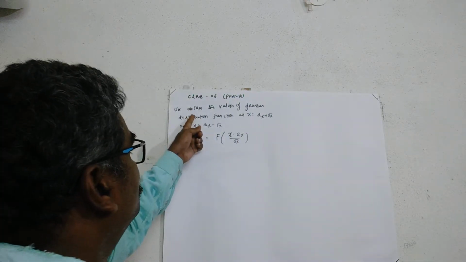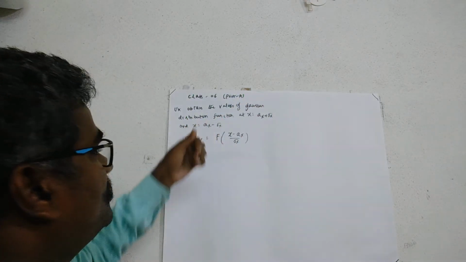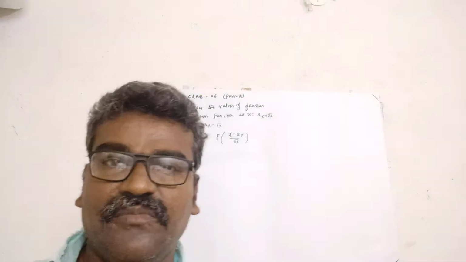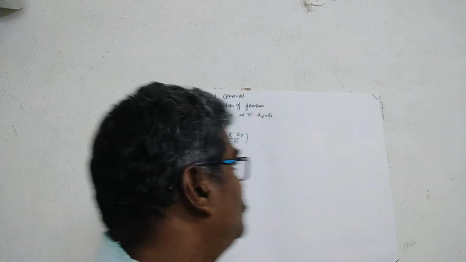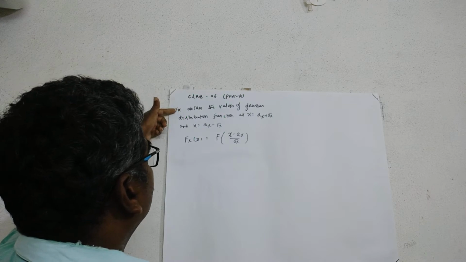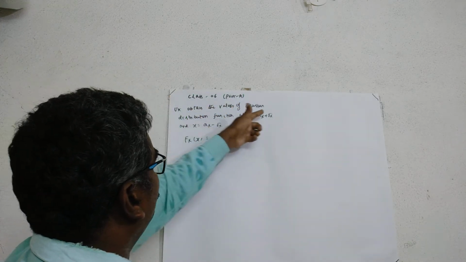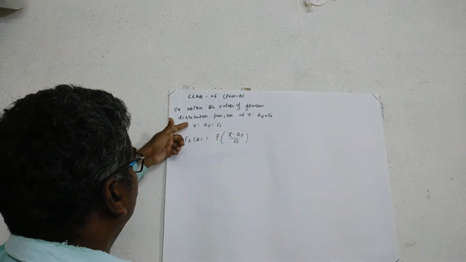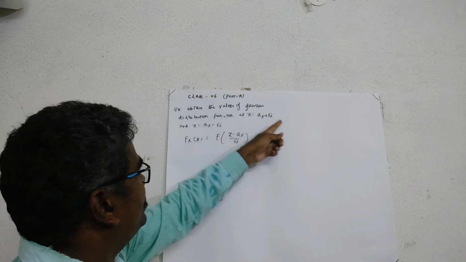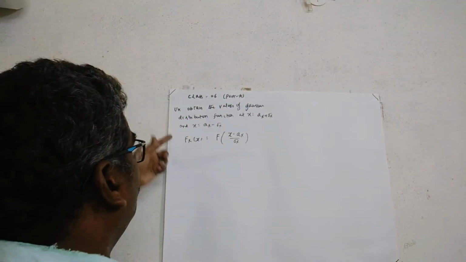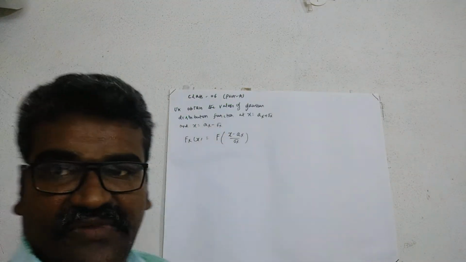In today's class number 6, part A, we are going to cover one small example problem on Gaussian random variables, followed by some other useful distribution and density functions. Here, regarding this problem, obtain the values of the Gaussian distribution function at x equal to ax plus sigma x and at x equal to ax minus sigma x.